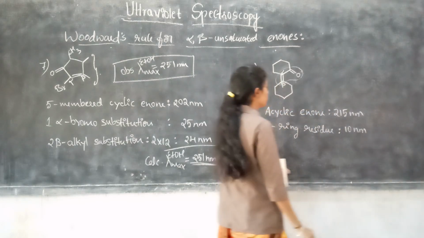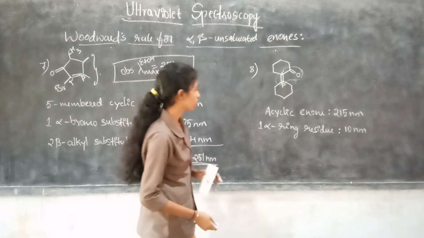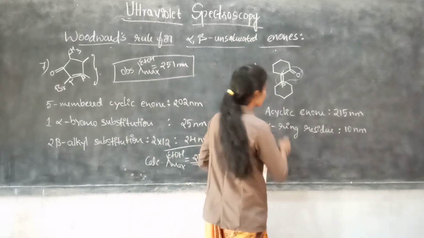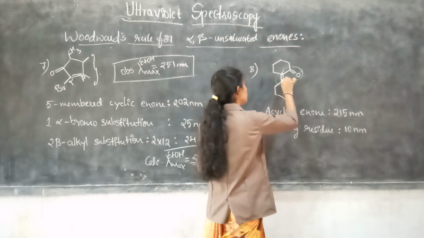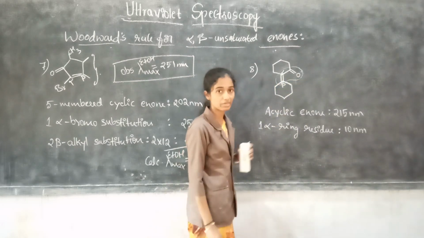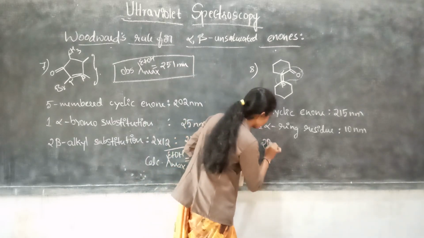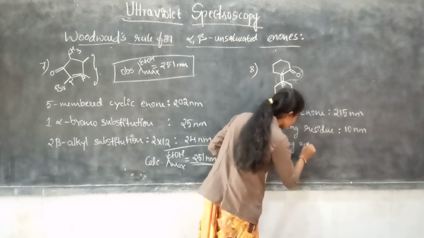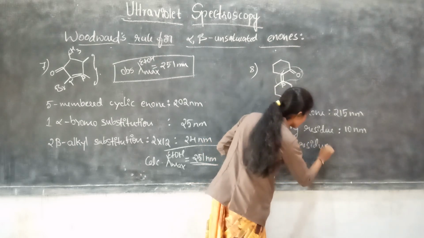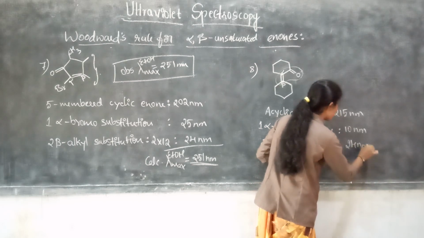There will be an addition of 10 nanometer for the ring residue present at the alpha position, whereas at the beta position we have 2 ring residues. These 2 beta ring residues mean there will be an addition of 24 nanometer.